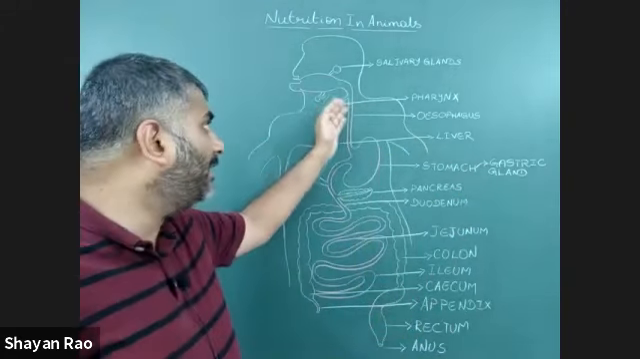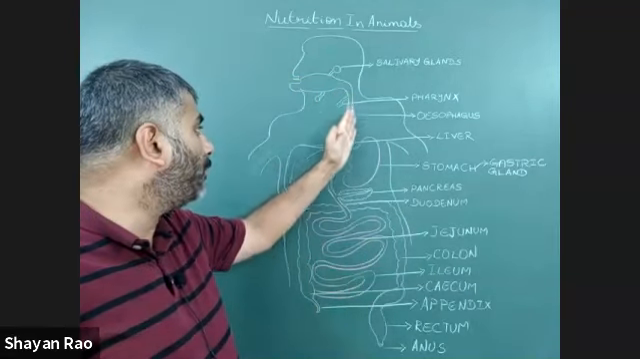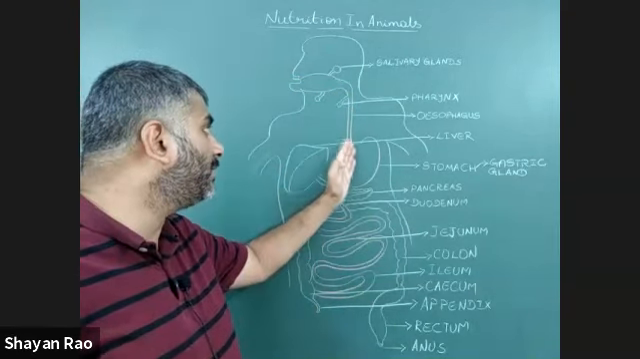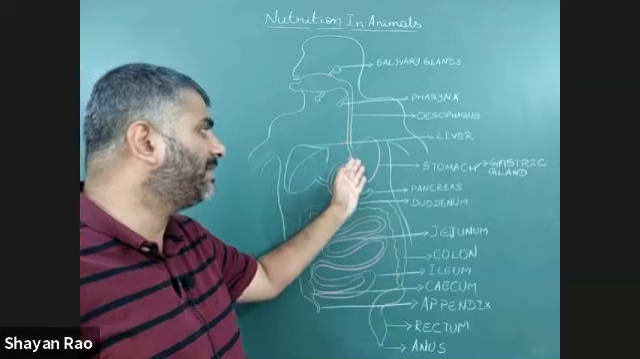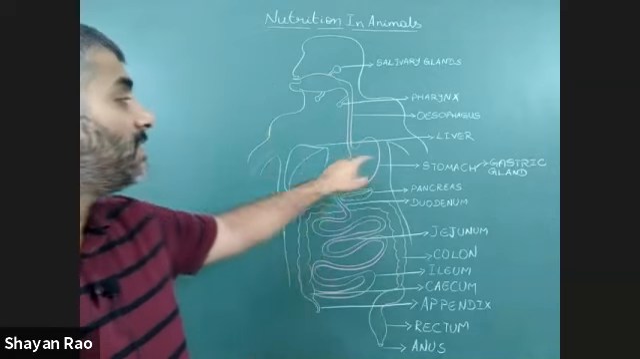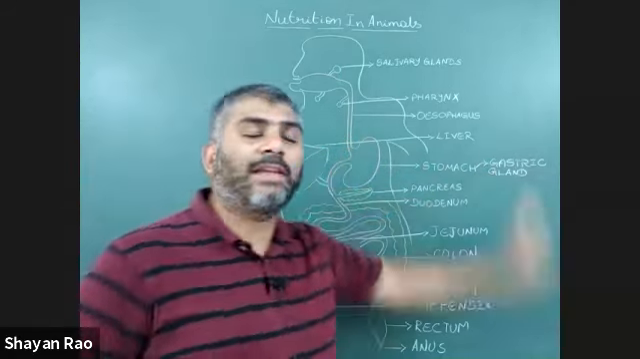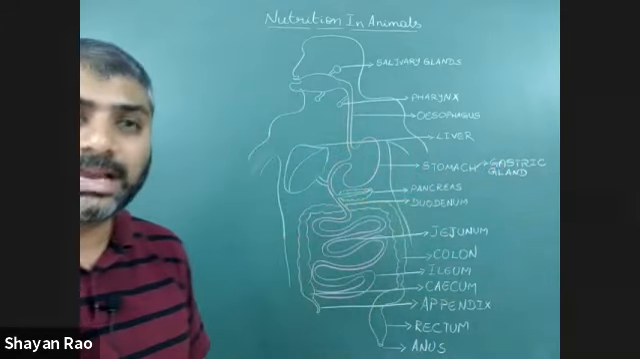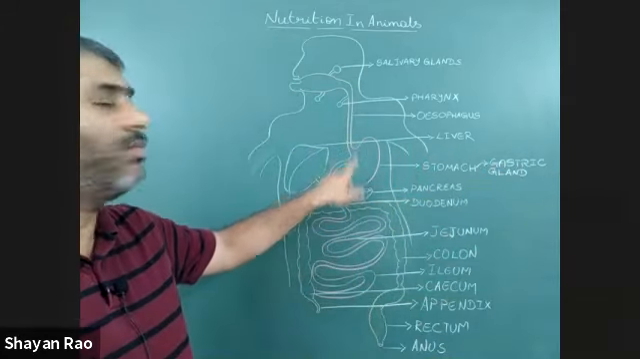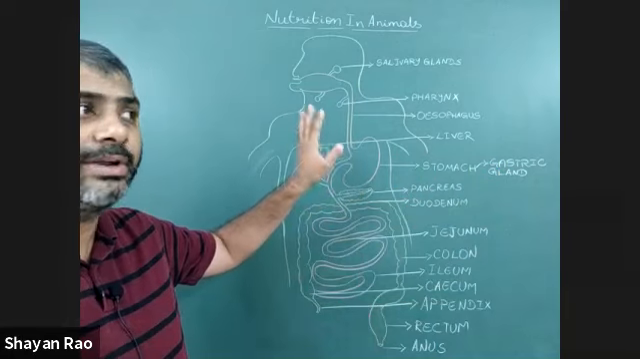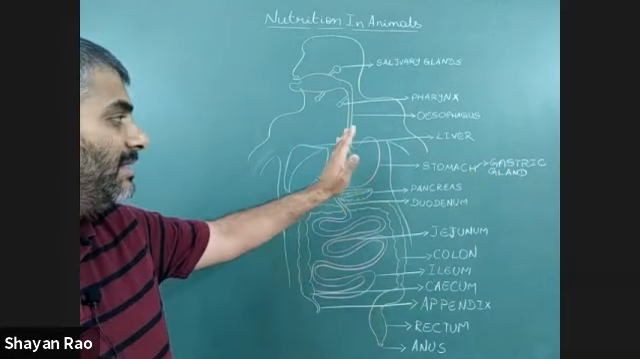After that, it converts into bolus. That bolus starts moving into the esophagus, and from the esophagus it moves into the stomach. In the stomach, with the help of the gastric gland, which secretes the gastric juice, some component of the food molecule is digested there in the stomach.